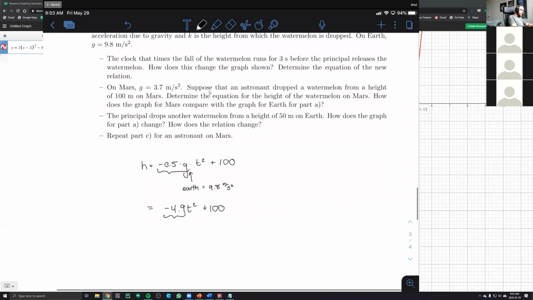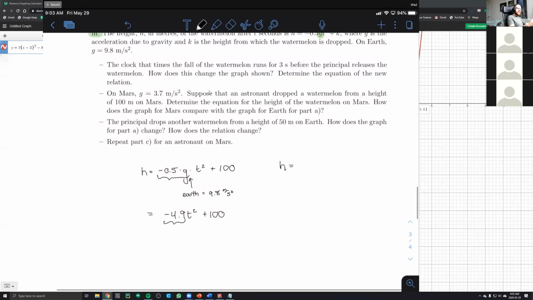Now on Mars, we might as well just do this because we're going to need an expression for Mars. On Mars, the gravity is way less than that of Earth. It's approximately half. So on Mars, the acceleration due to gravity is 3.7 meters per second squared. Still quite a bit bigger than the moon. I think the moon is something like 1.6 something meters per second squared.